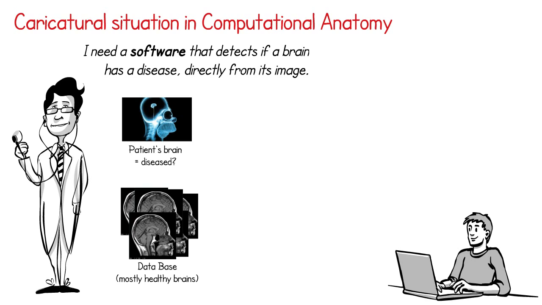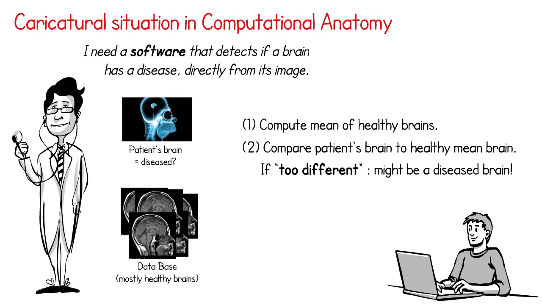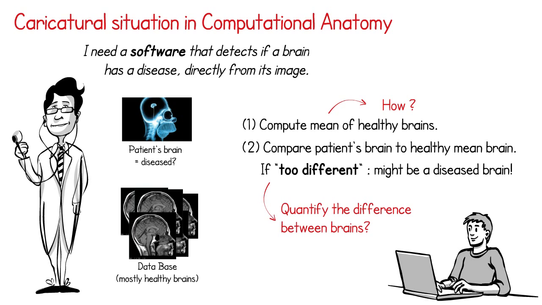In an oversimplified scenario, you could do the following. 1. Compute the average brain, called the mean brain, of the healthy brains. 2. Compare a patient's brain to the healthy mean brain. If it's too different, it might be a diseased brain. But how do you compute the average, or the mean, of brains? And how do you quantify the difference between two brains?